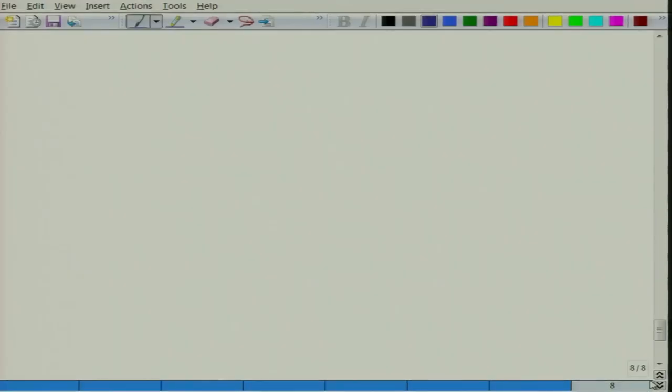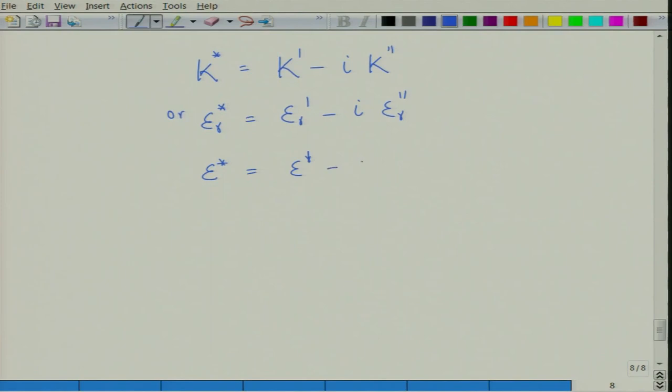So now, having known this, k star can be written as k prime minus i k double prime, or you can also write it as epsilon r star, which is equal to epsilon r prime minus i epsilon r double prime. Some people also write it as epsilon star, which is basically epsilon prime minus i epsilon double prime, but epsilon star is nothing but epsilon naught into epsilon r star. So these are different ways of representing the dielectric properties of a given system.